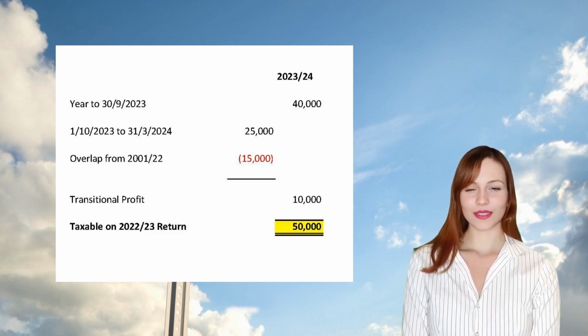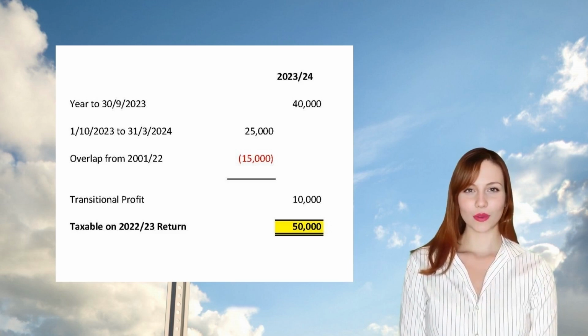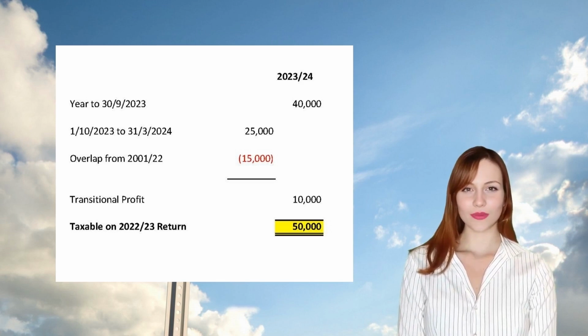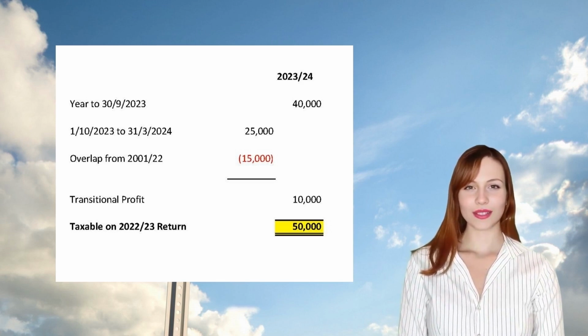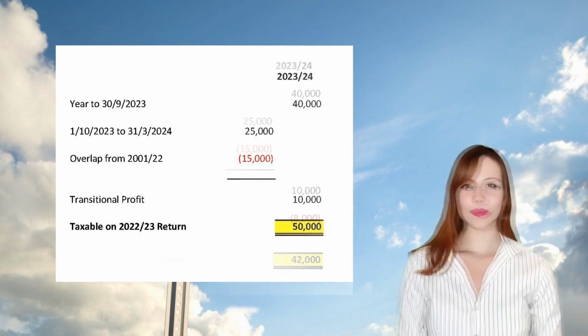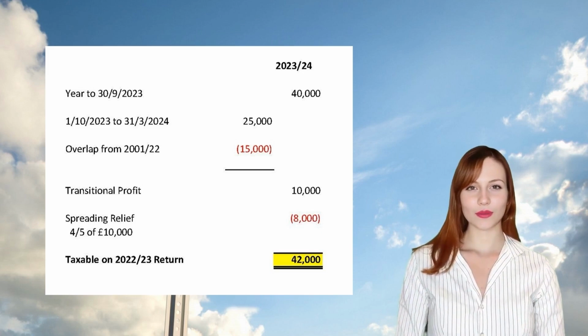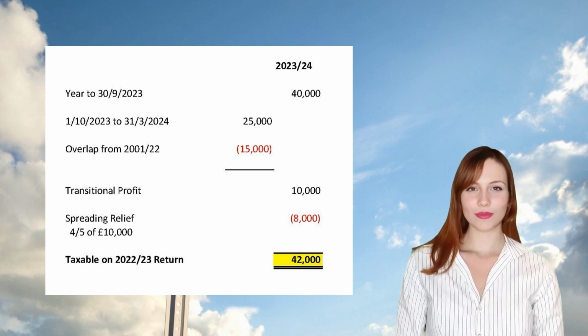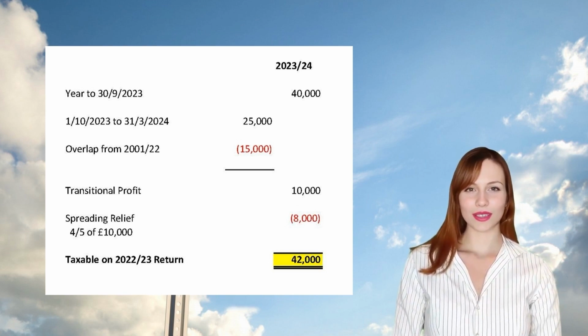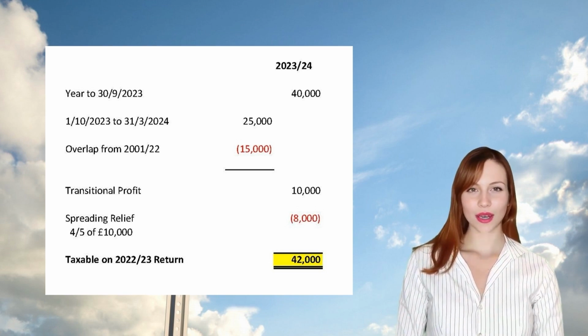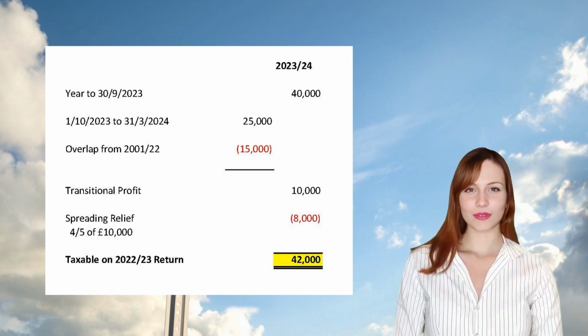HMRC, thankfully, have seen this effect. We have spreading relief. The transitional profits of £25,000 can be divided into 5 and taxed in each of the 5 tax years from 2023-24. The transitional profit is divided by 5, with 1/5 being added in this year. The remaining £20,000 will be spread over the next 4 tax years, £5,000 for each year. You can choose not to spread and in future years decide to elect for a larger amount of what is left to be charged. If you do, what is left is spread over the remaining years.